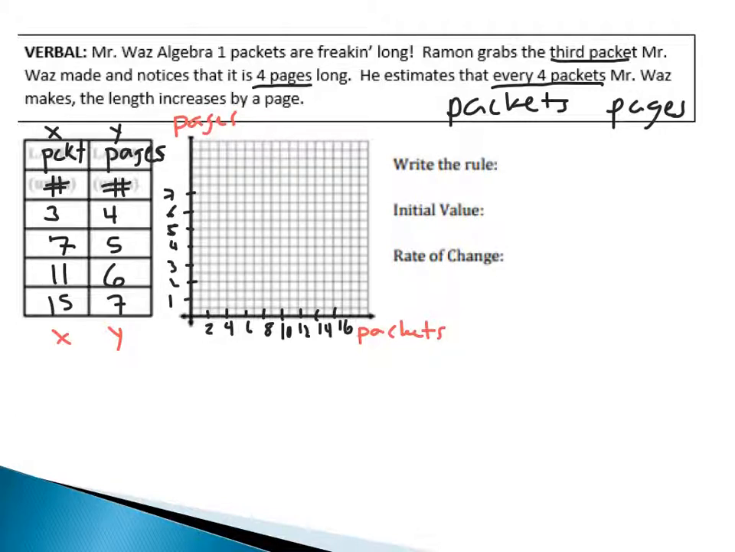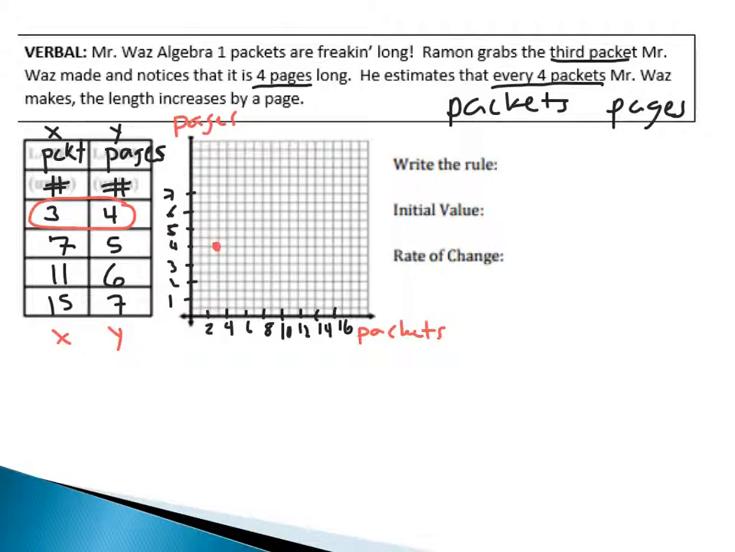So notice I just looked at my data and figured out what I wanted. Now I want to graph these things. Remember, each of these represents a point. So this would be a point where X is 3 and Y is 4. So now I can plot this. When X is 3, Y is 4, that's going to be right there.